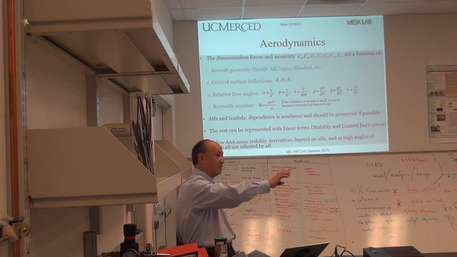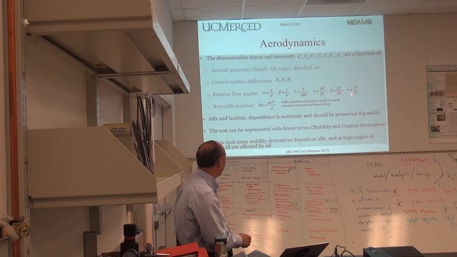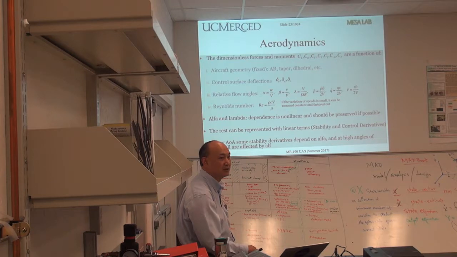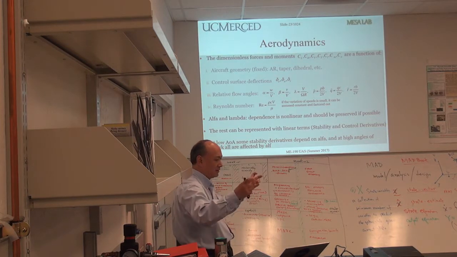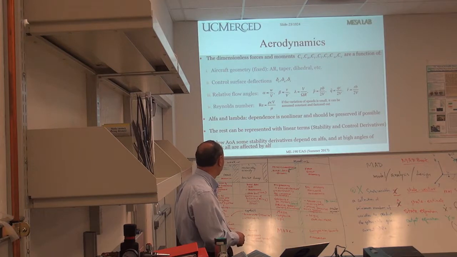Remember, when your surface changes, the aerodynamics also change. The relative flow angle, like angle of attack, is those alpha, beta, gamma, and PQR. This is with respect to the V. The V is the relative velocity, so usually it's relative to the wind, okay? And B and C are like the width and the chord length of the wing, and so on and so forth. So variation speed is small, can be assumed constant, factored out.